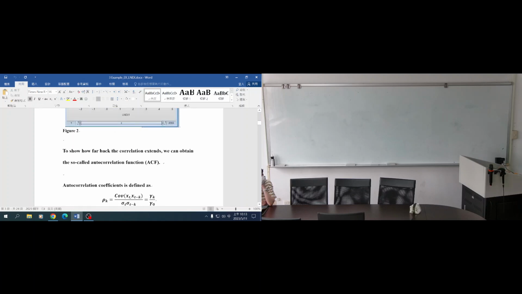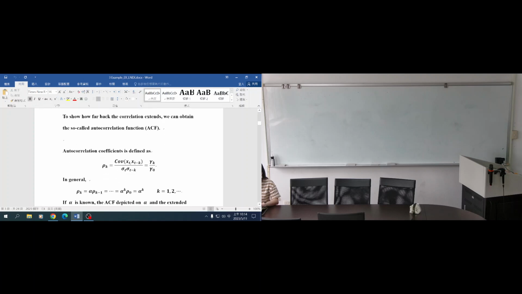Okay, so we can see this from the ACF. This is what we call the autocorrelation function. What's the definition of the autocorrelation function? The coefficient is like this. This means the kth lag, okay? This is the current value, and this is the k-th lag correlation coefficient. So in general, the relationship is like this. If this is high, it means the autocorrelation is high, right?